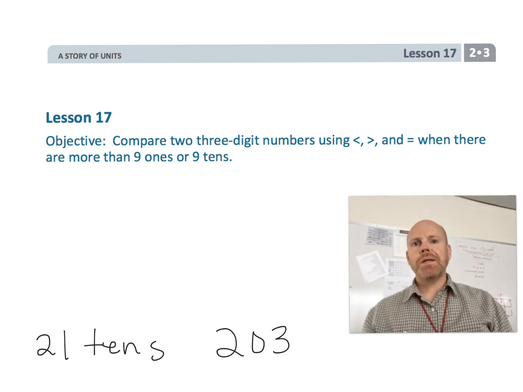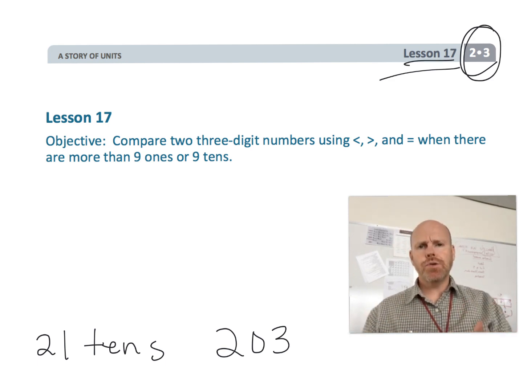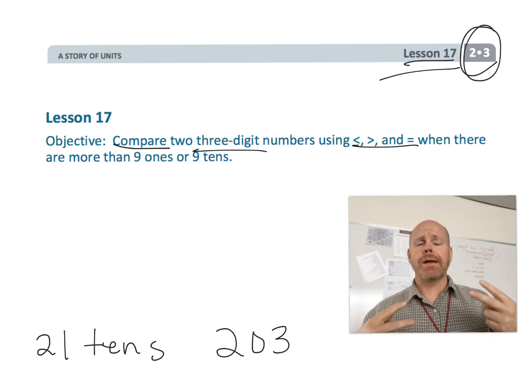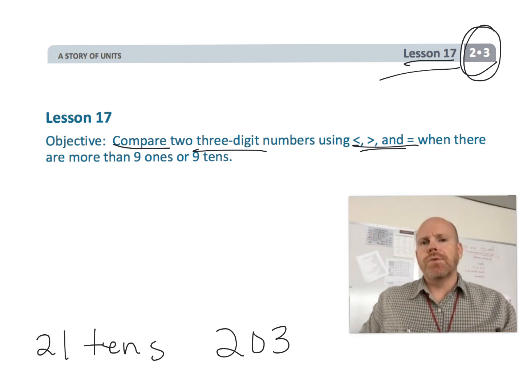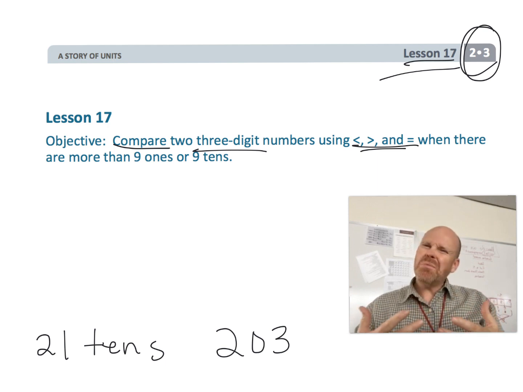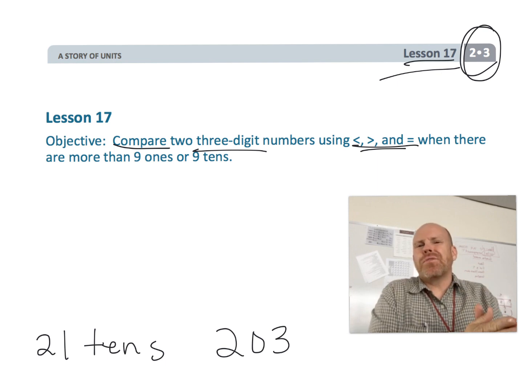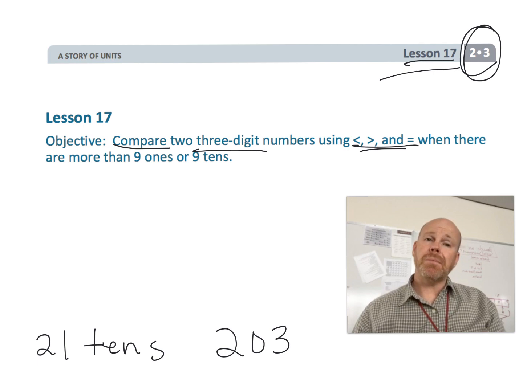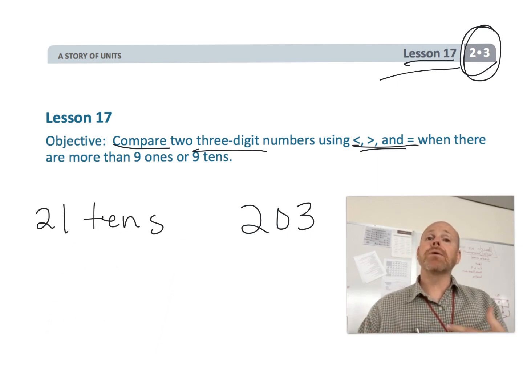All right, this is second grade, module 3, lesson 17, and in this lesson, we're going to continue comparing two three-digit numbers, and again, using the less than, equal, and greater than symbols. The difference, though, this time is the numbers are not going to be in your traditional format. You know, 203, that's a traditionally formatted number. But we're also going to be comparing numbers written unconventionally, like 21 tens, and we're going to be comparing these two numbers.